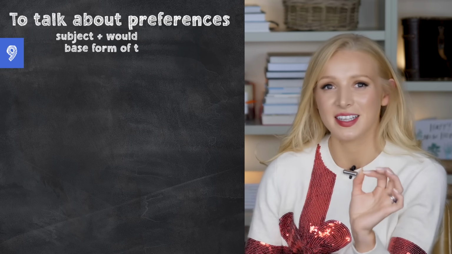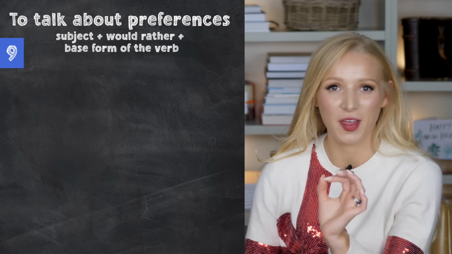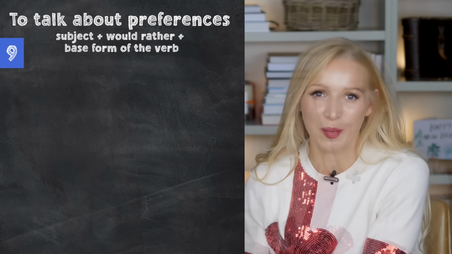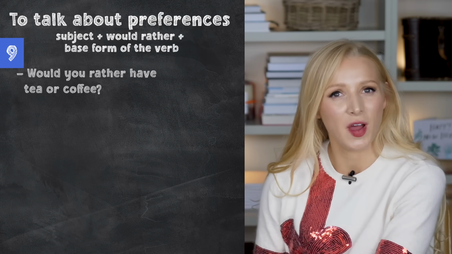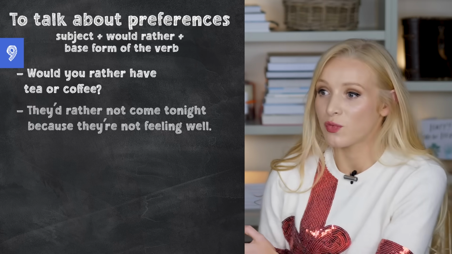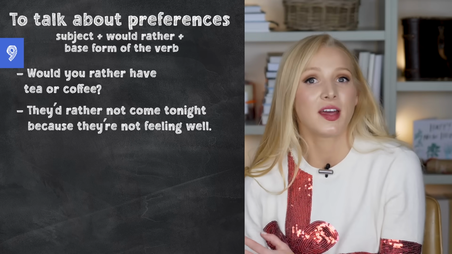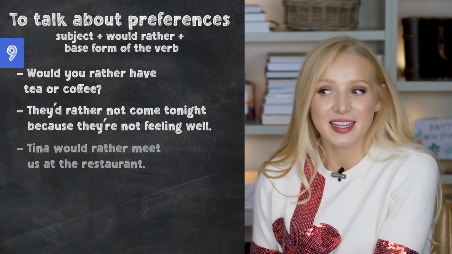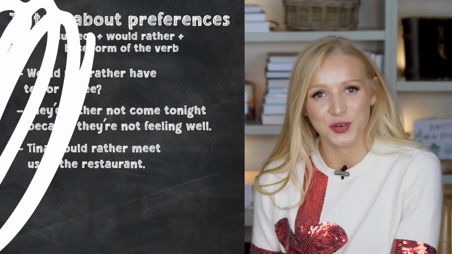The structure is subject plus would rather plus the base form of the verb. Some more examples. Would you rather have tea or coffee? Or they'd rather not come tonight because they're not feeling well. Or Tina would rather meet us at the restaurant.